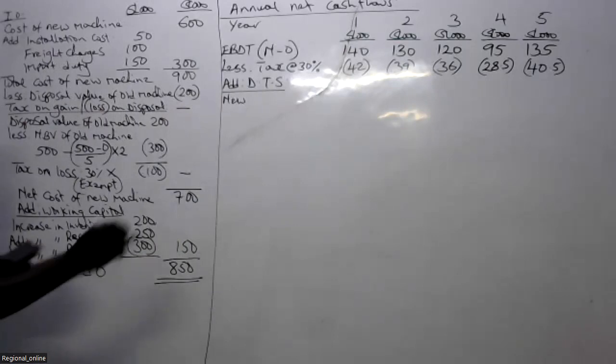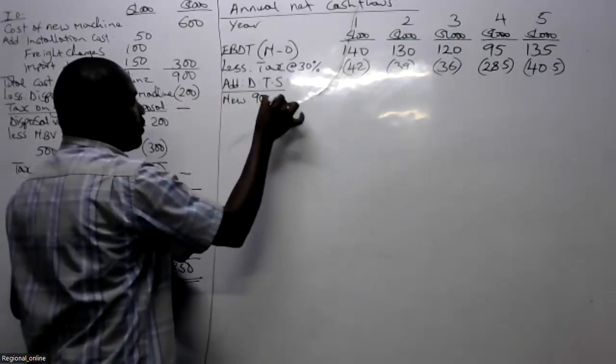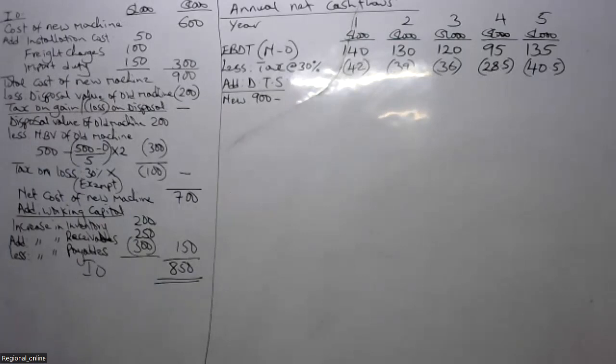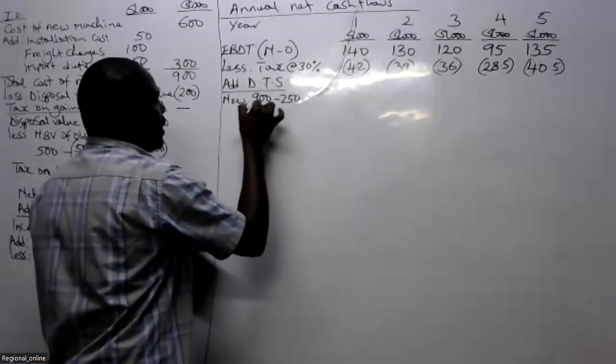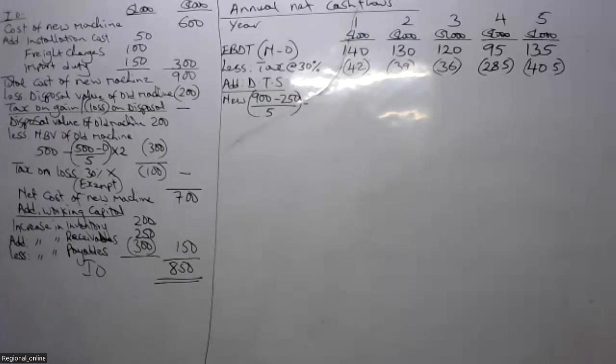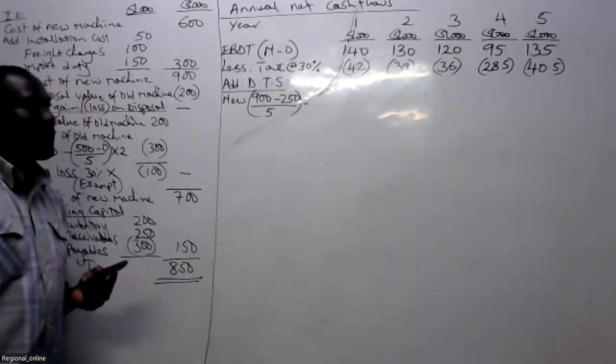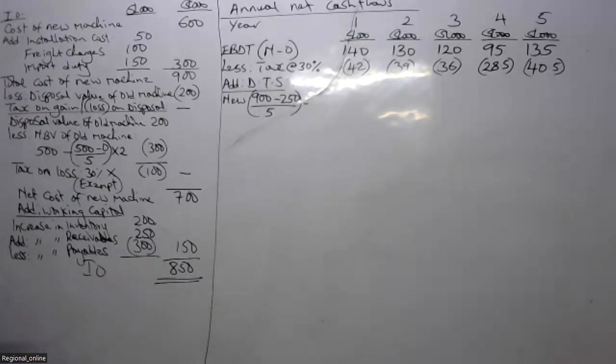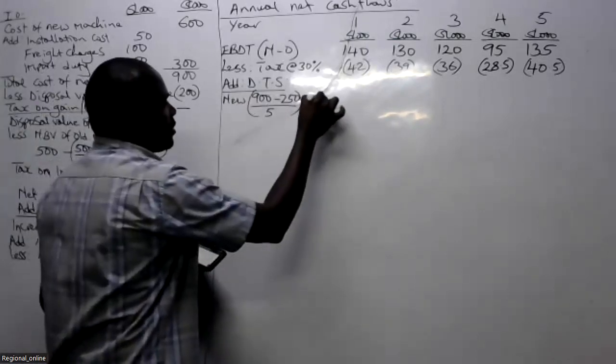Are you all seeing 900 this time round? The cost plus the incidental cost. Yes. What is its salvage value? The salvage value of the new machine, I think 250. For how many years? For 5 years. How much is our annual depreciation? 130. So here it becomes working.